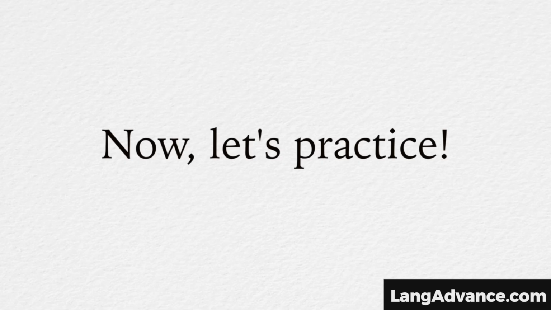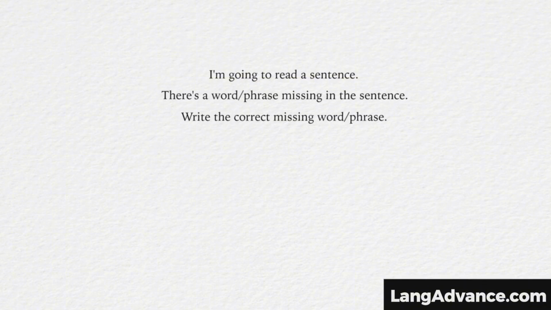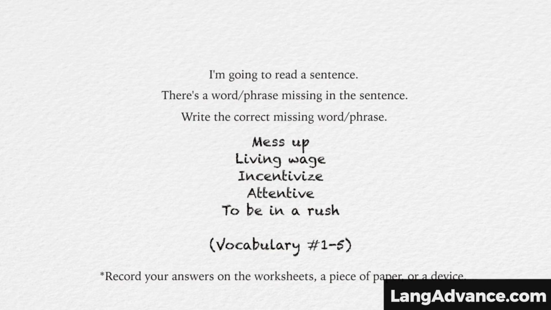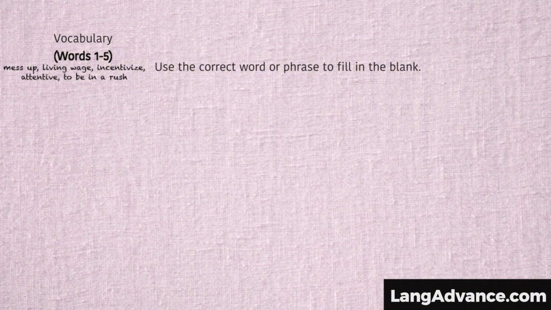Now let's practice using the vocabulary we talked about earlier. I'm going to read a sentence. There's a word missing in the sentence. Write the correct missing word using the vocabulary words from earlier. To record your answers, use the worksheets, a piece of paper, or a device. Feel free to use the vocabulary list provided for you. And of course, pause the video if you need to. Using vocabulary words numbers 1 through 5, use the correct word or phrase to fill in the blank.